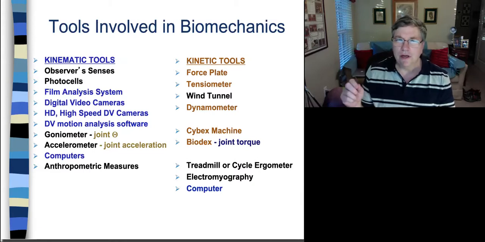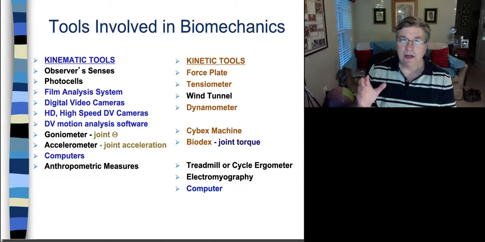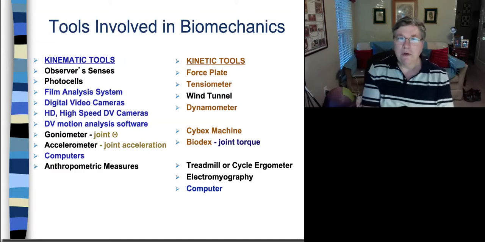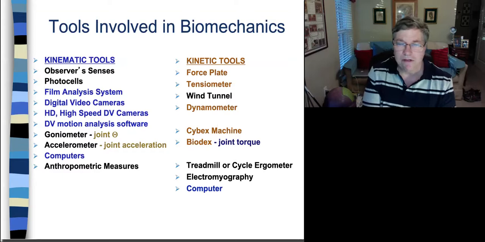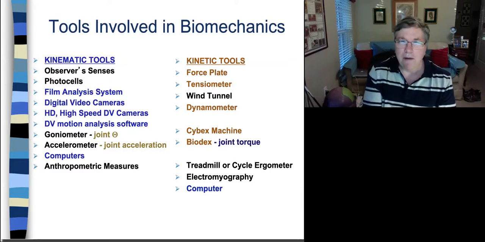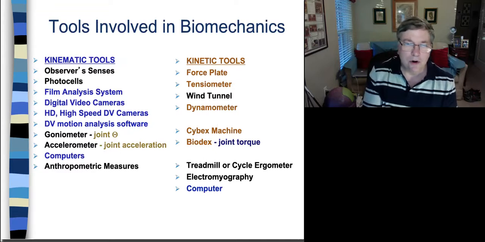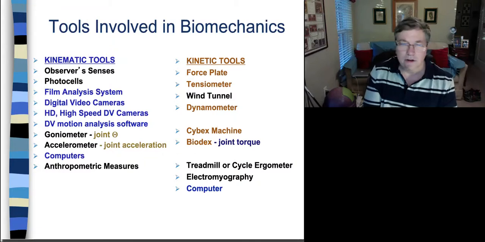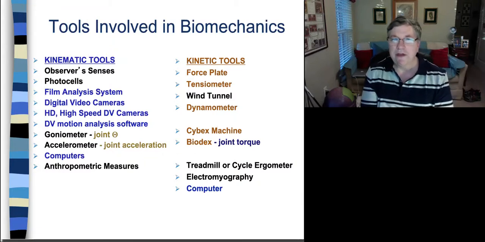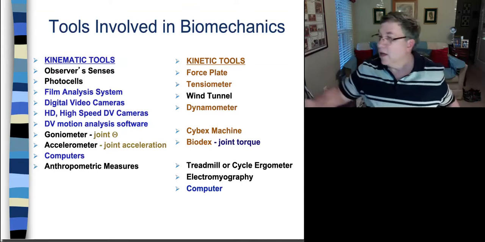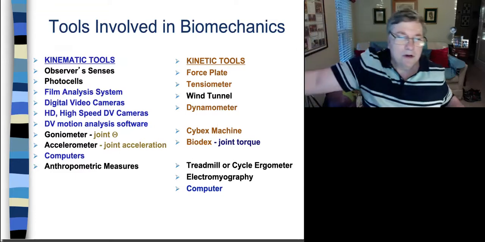Kinetic tools help to measure force, pressure, tension, power. So we have force plates and pressure plates, tensiometers, which measure tension, pulling forces. We have a wind tunnel at Texas A&M, which we can use to look at fluid drag. Dynamometer is another way to measure force. Cybex and Biodex machines measure joint torque. Treadmills and cycle ergometers are used quite often. Electromyography, EMG, is used to measure electrical activity that muscles are producing. And of course, if we can interface them with computers, all the better.